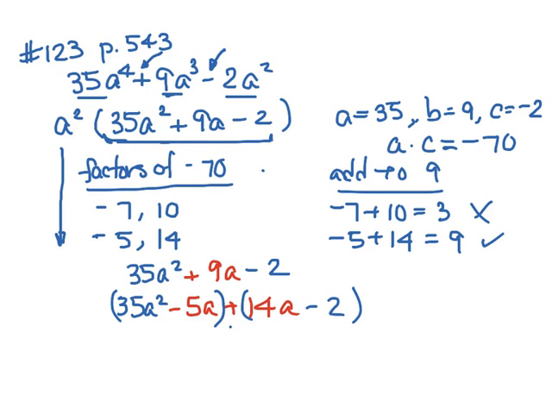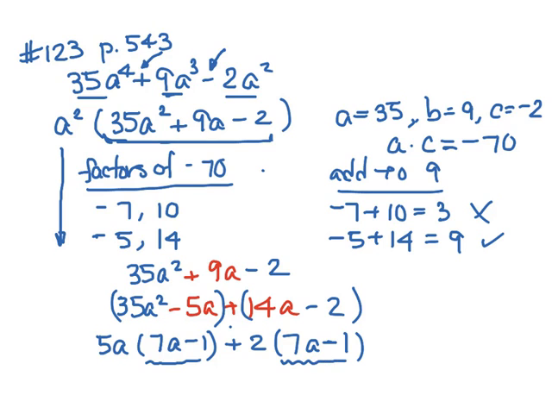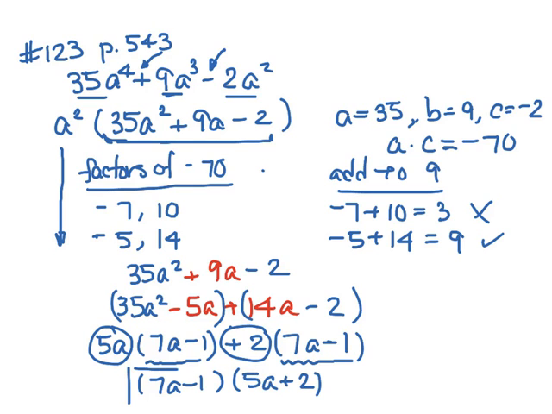And out of my first group, I can factor out a 5 and an a. And I'm left with 7a minus 1. And in my second group, I can factor out a 2. And I'm left with 7a minus 1. So again, I'm very glad to see that I've done my factoring correctly. I have a 7a minus 1 in both of them. And then I'm left with a 5a and a plus 2. So I have 5a plus 2. And that's my answer.